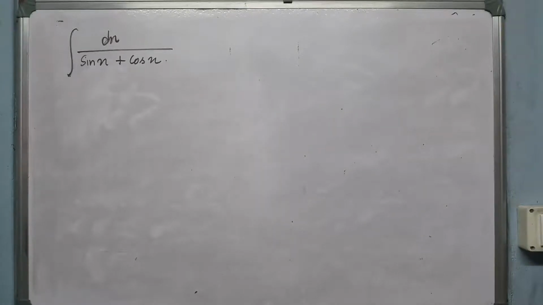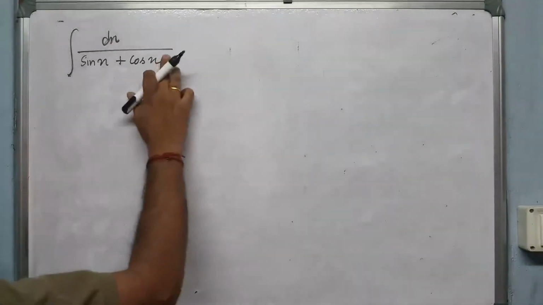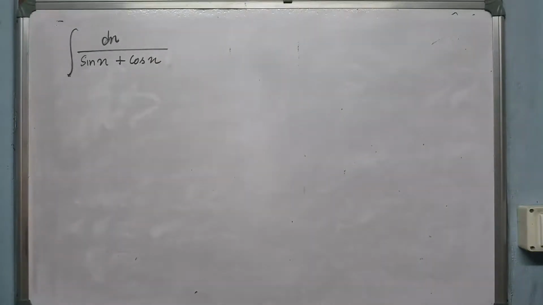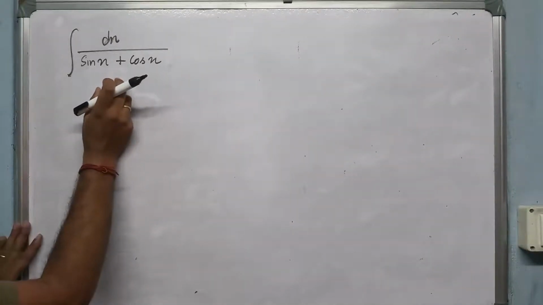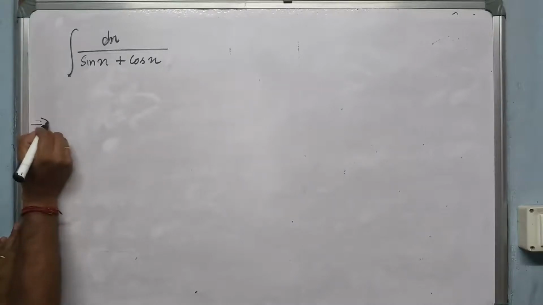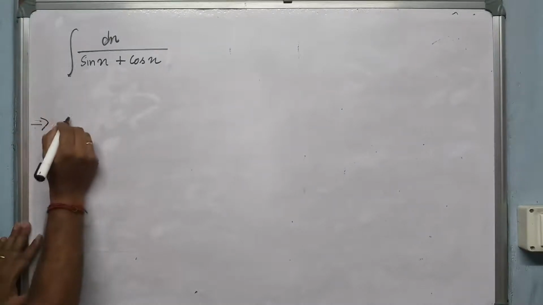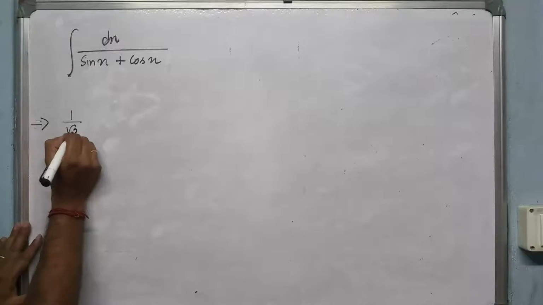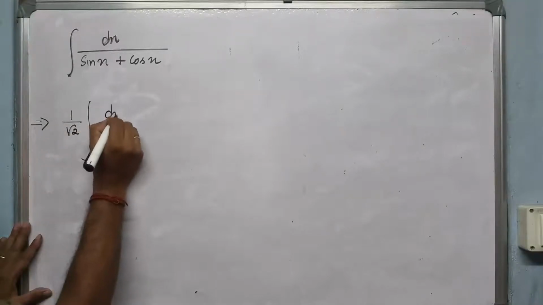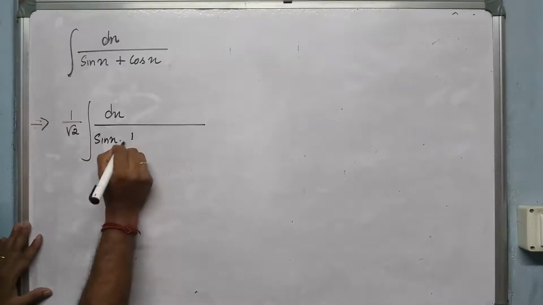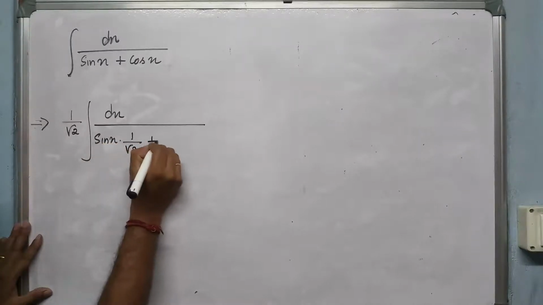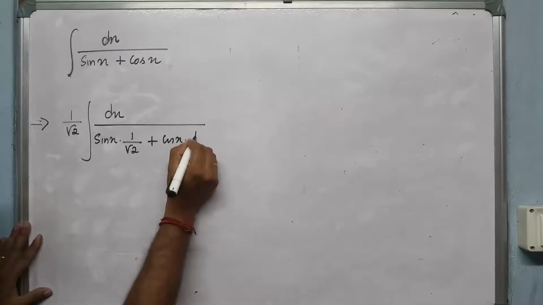Now dear student, another tricky question. For this kind of question, it's a trick that you have to remember: multiplying the denominator by 1 by root 2 and dividing by 1 by root 2. Now see what I'll do over here. I'll write outside the integral 1 by root 2, dx over sin x into 1 by root 2 plus cos x into 1 by root 2.